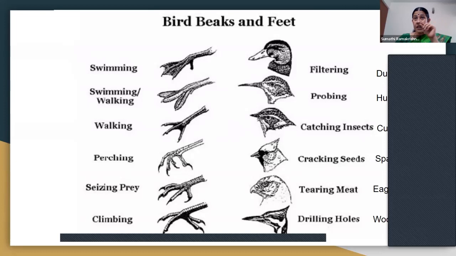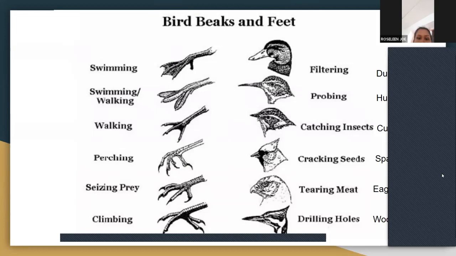Then this bent type of beak is only for tearing the meat. Vulture or eagle. Owl. Then this is for drilling holes, so I can give woodpecker as an example. You can talk about why it is like that when you talk about their feet and beak. A simple definition is more than enough instead of going into detail.